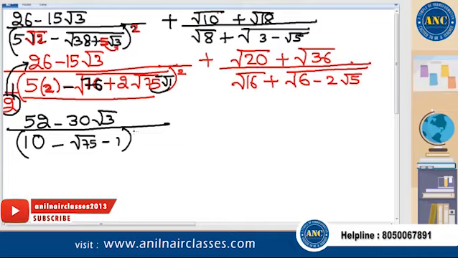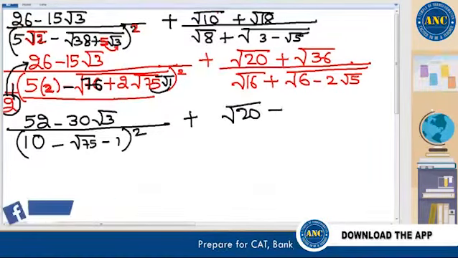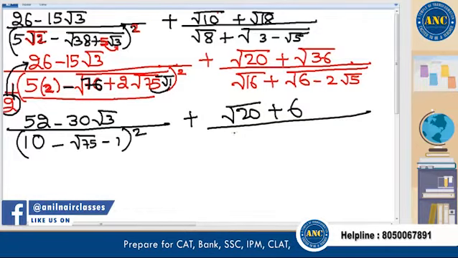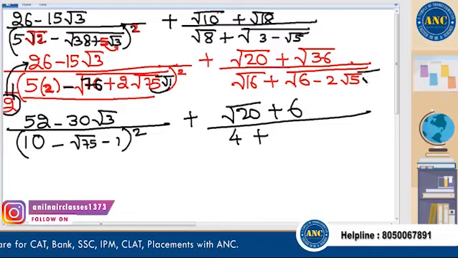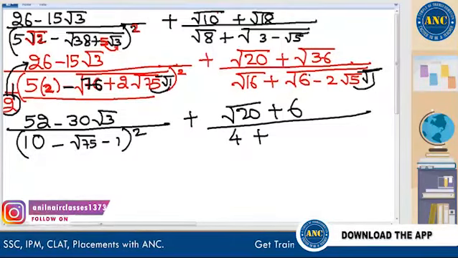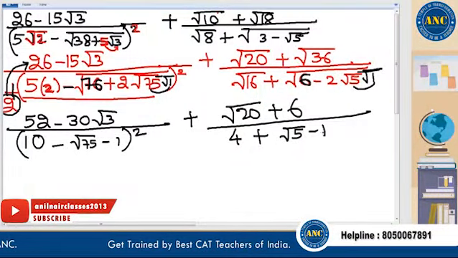Root 1 is anyway 1 itself. That term I will square it. This is root 20 plus root 36 is 6, root 16 is 4. This again, root 5 into root 1, I can write this as 5 plus 1 is 6. So directly I can write it as root 5 minus 1.